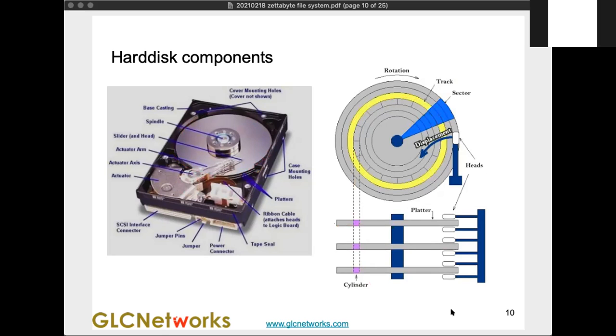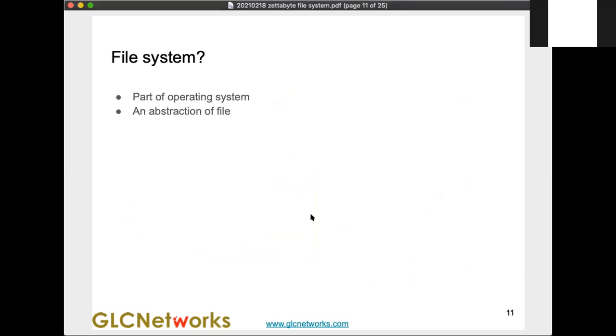Okay. So after we have our hard disk, the next thing is we need to set up a file system on that. So yeah, this is the file system. A file system is a part of the operating system. So it's an abstraction of files. So why is it called a file system? Because an operating system consists of files, right? So what files? It can be in Unix.